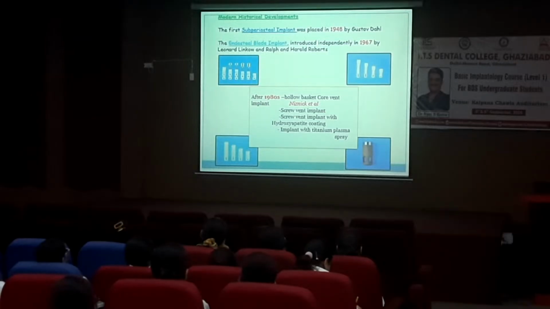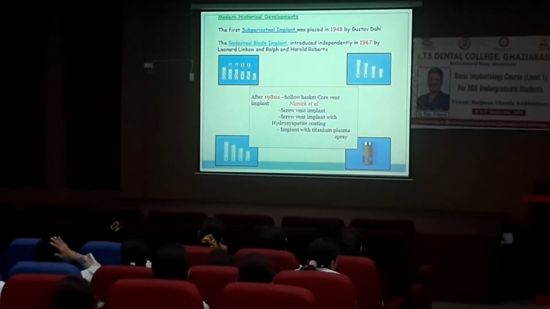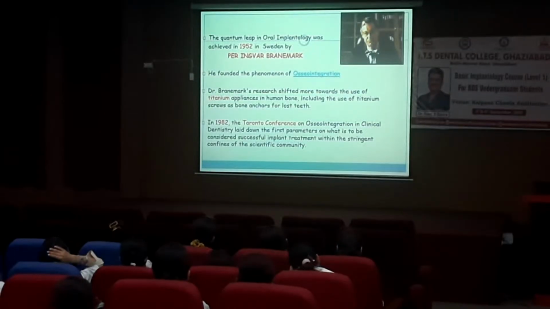Then the endosteal blade implant was given by Linkow. It was very popular at that particular time, in the 1960s. But the disadvantage is that there is a long blade present at the apex. So for the stability of that implant, we have to remove a lot of bone from the jaw and then place it. So that's why these implants are also not used nowadays.